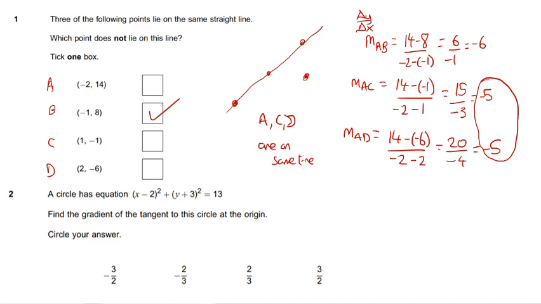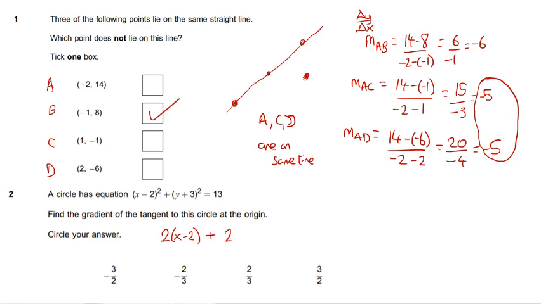Question 2. A circle has an equation x minus 2 squared plus y plus 3 squared equals 13. Find the gradient of the tangent. Okay, so differentiate implicitly here. So you get, in the first term, we're going to use the chain rule. So the 2 comes down to the front. Multiply by the derivative of the inner function, which is just 1. So we just get that.